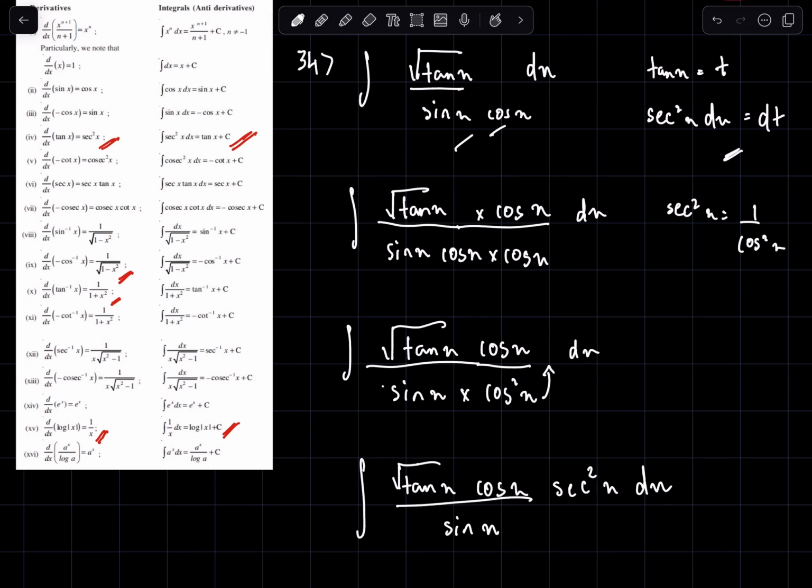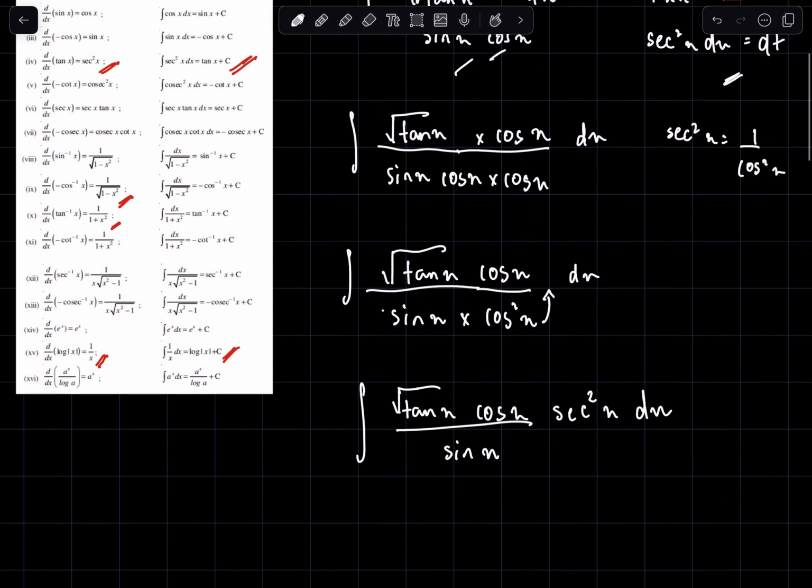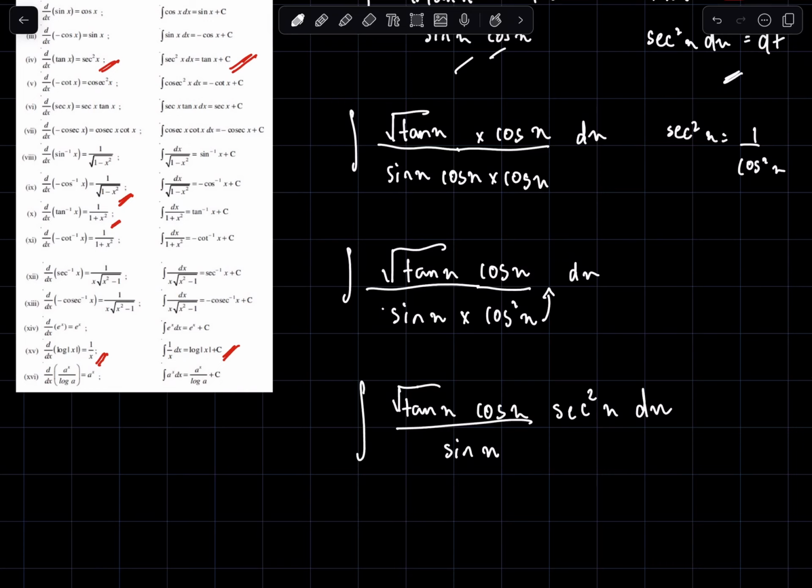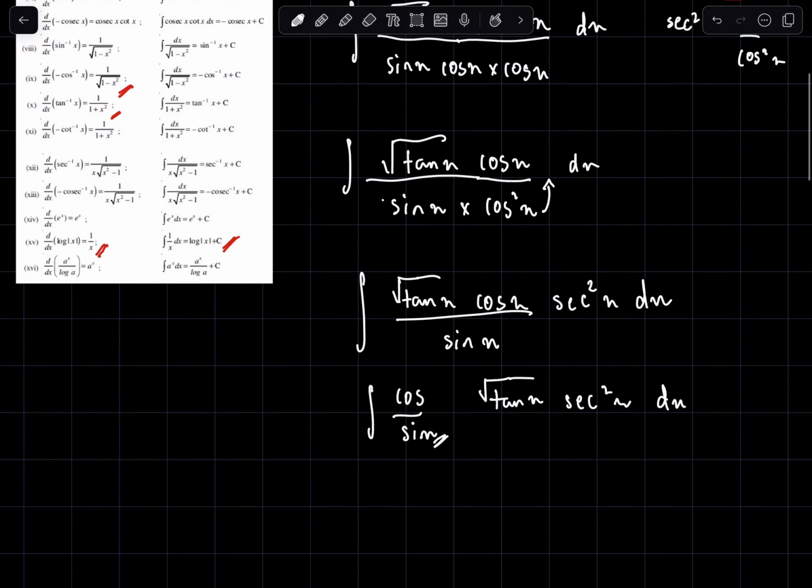Now I have that, right? But then you're asking, okay, now what do we do with the extra cos? There's a cos and a sine. Well, if you look properly, I can bring the cos out, which is cos x over sin x, times root of tan x secant square x dx. Now what is this equal to? If you said tan, you're absolutely right.